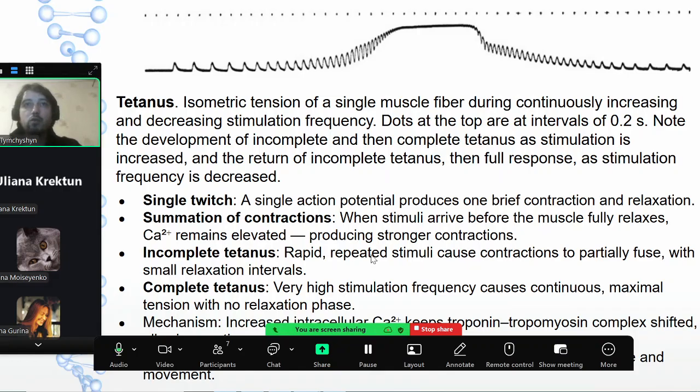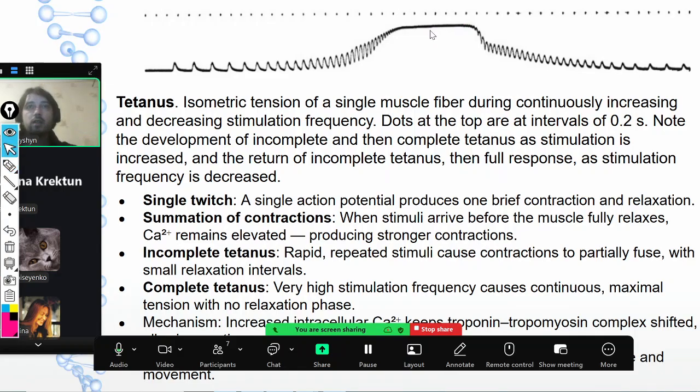There is so-called incomplete tetanus, that's rapid repeated stimuli. They cause contractions to partially fuse with small relaxation intervals. So probably this part is closer to incomplete tetanus. And complete tetanus, that's very high stimulation frequency, causes continuous maximal tension with no relaxation phase. So here you see this sort of behavior. You have contraction without any relaxation.